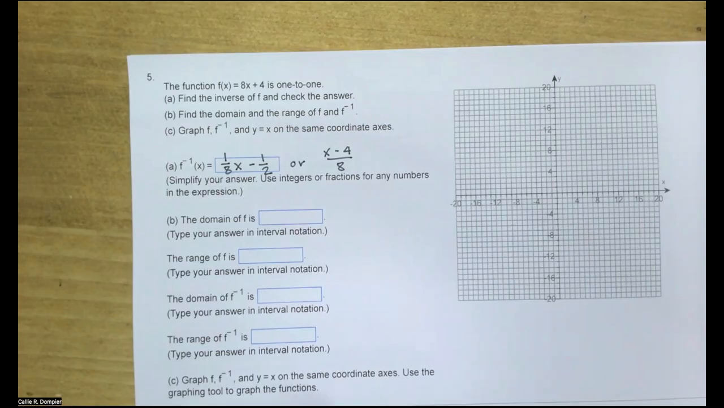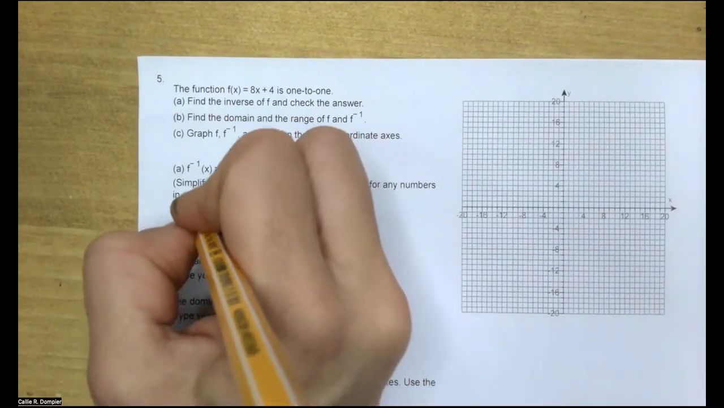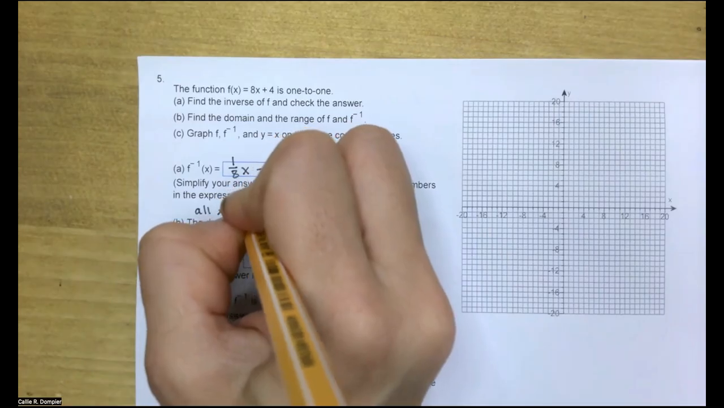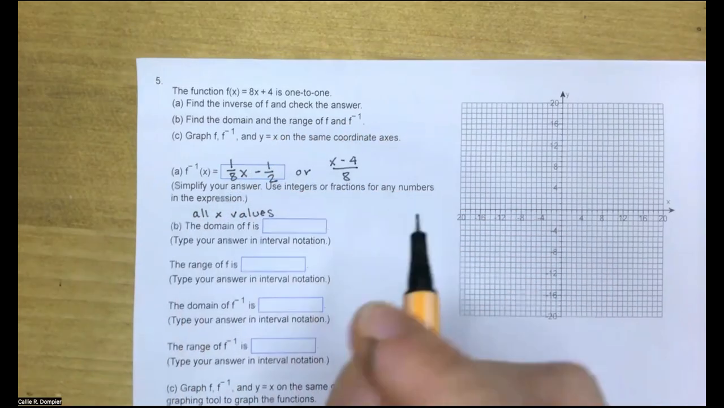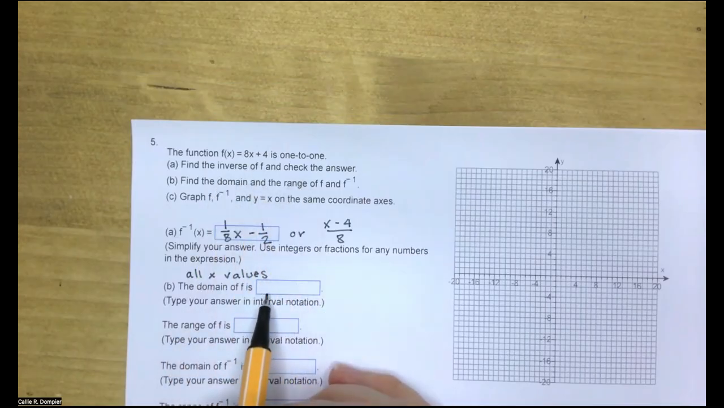Okay, now it wants to know the domain of this one. Remember, the domain is any x value, all possible x values. We see that there is no x in the bottom of a fraction. There's no x being squared. So we're going to say it's all real numbers. You're also welcome to graph this on Desmos.